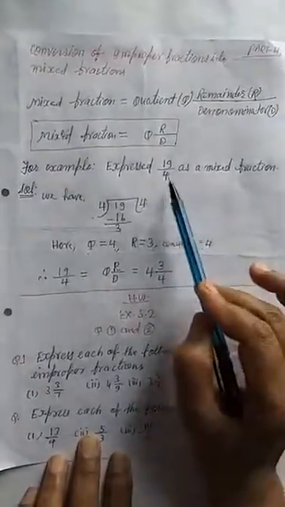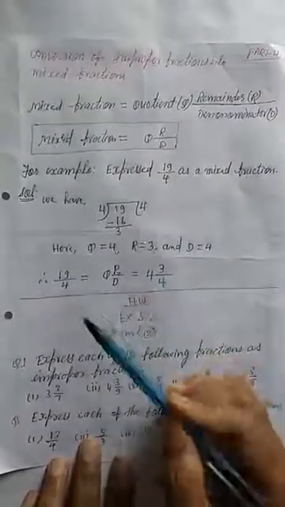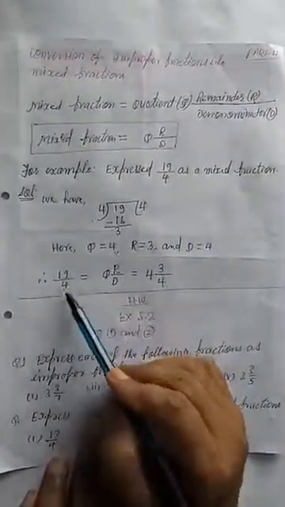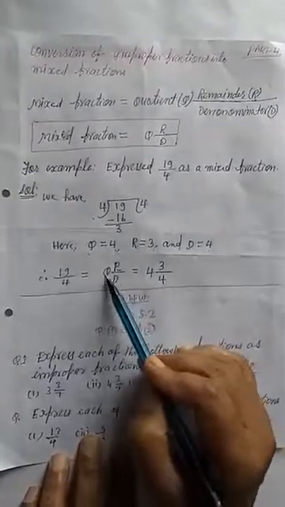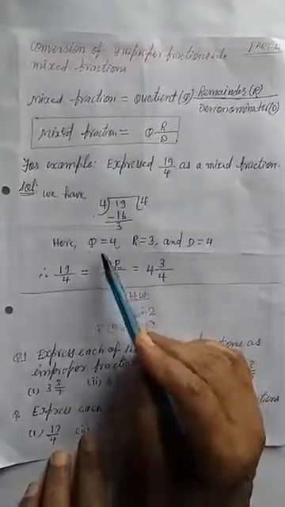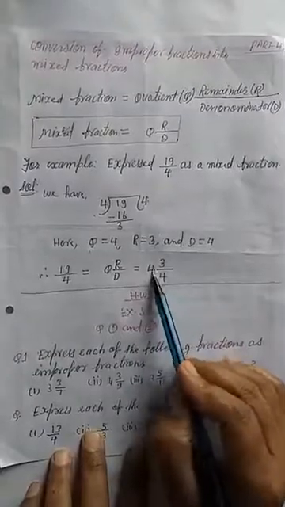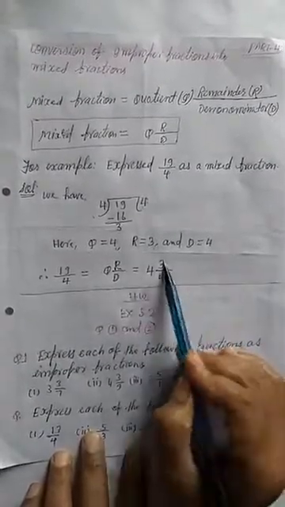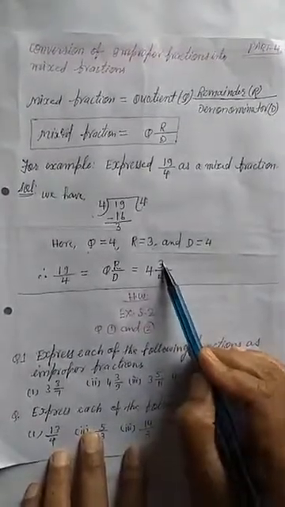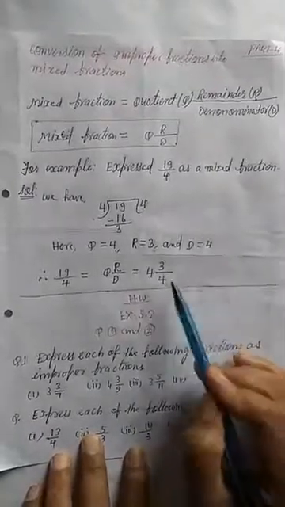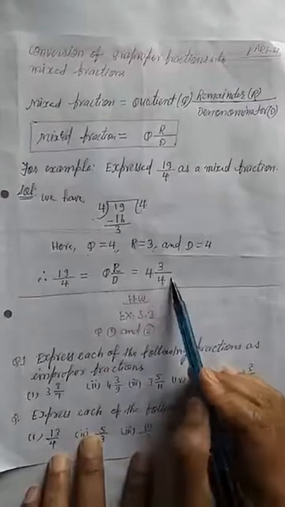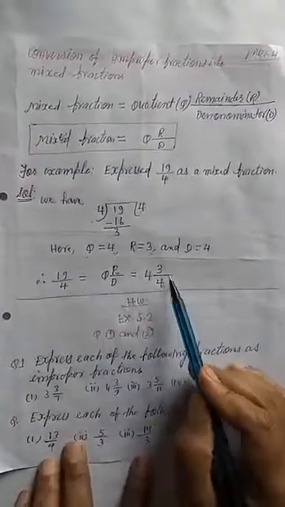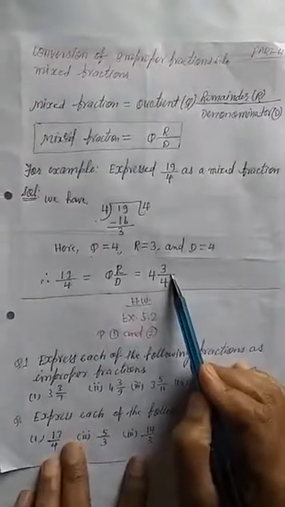The denominator never changes. On the basis of this formula, we write like this: 19 upon 4 is equal to Q R upon D. Q is the whole number. What is the whole number, student? Here it is 4, so write 4 here. And the remainder 3 becomes the numerator. The denominator is 4, and the denominator never changes. So in this way, take another example and do it at home yourself, taking more and more examples.